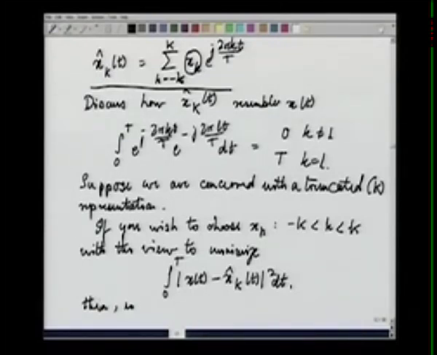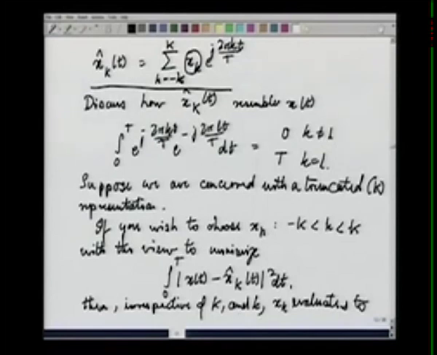irrespective of both capital K and small k, x k evaluates to the same number as for the untruncated representation.